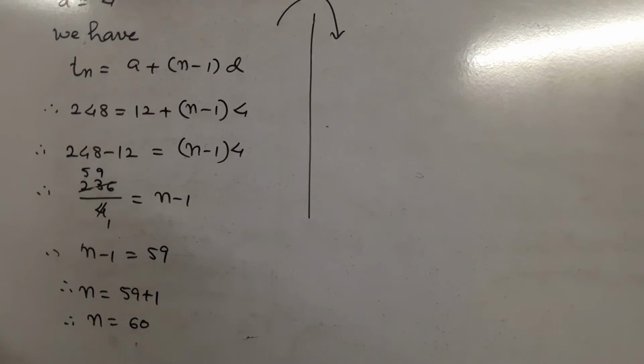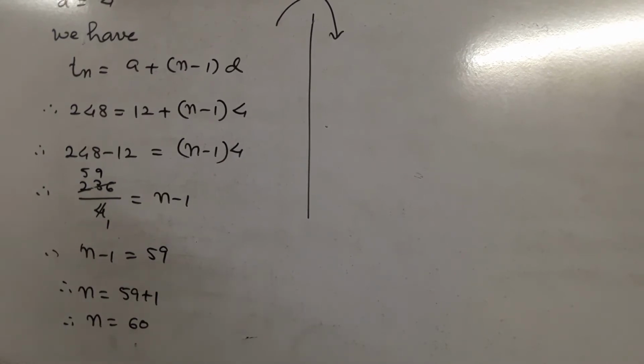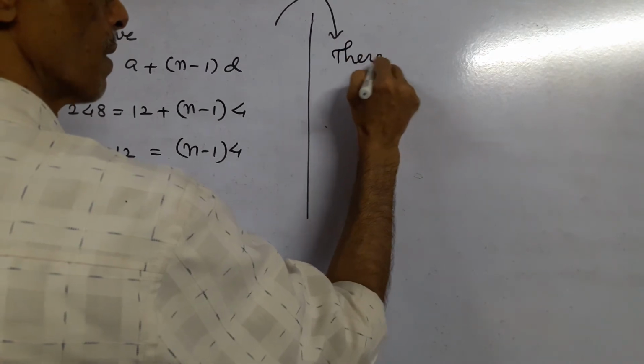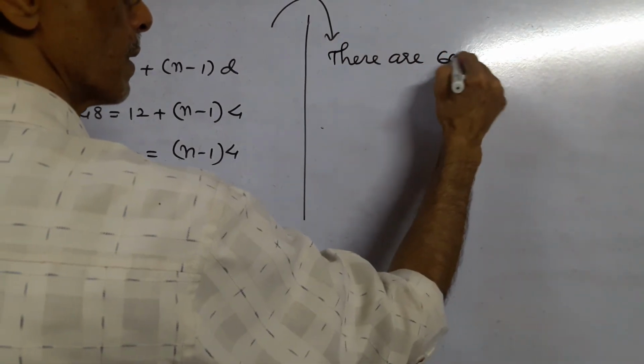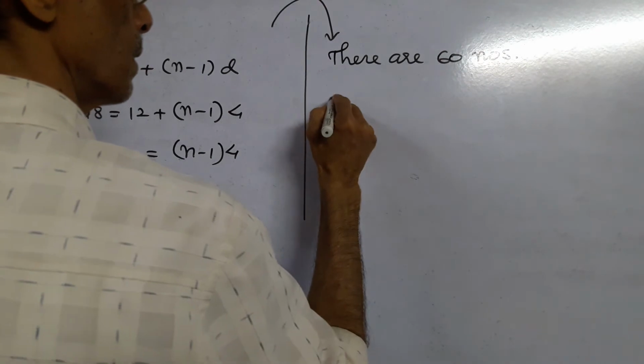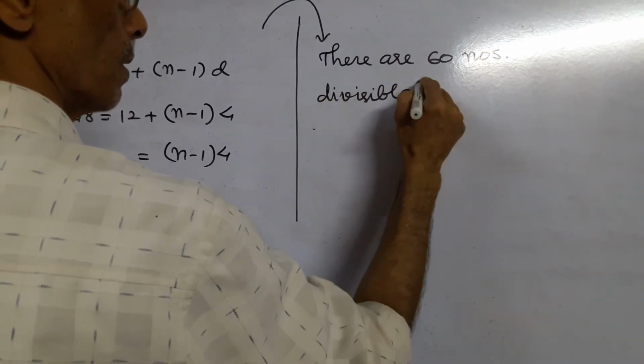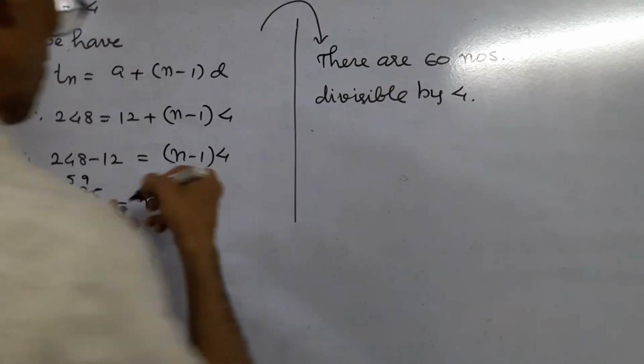So you are given the question that how many numbers are divisible by 4. So 60 numbers are divisible by 4. So there are 60 numbers divisible by 4. Copy this now.